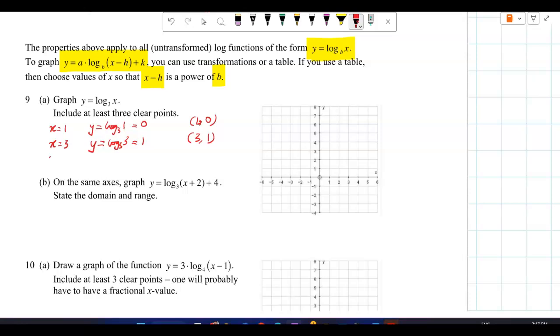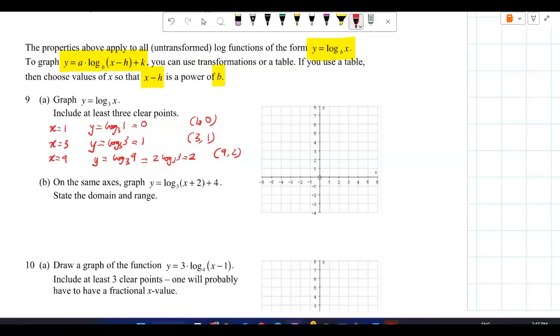Then tell me the next one. X is equal to what will you do? You should take the powers of 3 because 3 is the base. So whatever the base is, take powers of that. 9, yeah. Then make it 3 squared. So 2 log 3 to the base 3, which is 1 times 2. So what's that point? 9 comma 2.